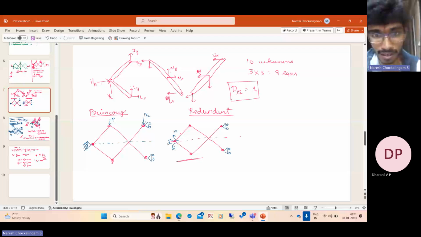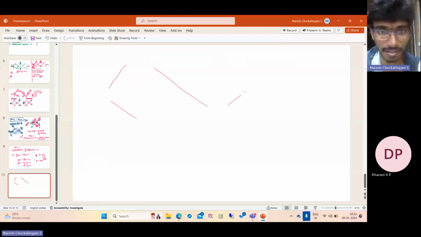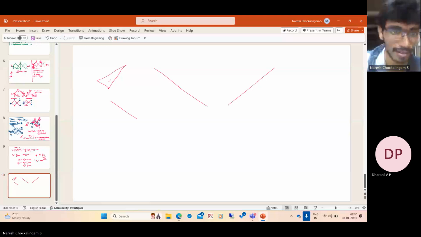So in the redundant structure, let us solve for this. If you draw the bending moments everywhere, let us look only at this one and this one. So these are like this. It is pin connected here. So you have a bending moment of M here and 0 here. So directly, this is the bending moment diagram. This is symmetric, so this has the same bending moment diagram.